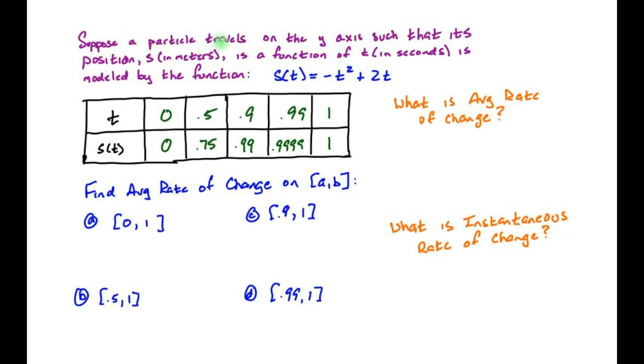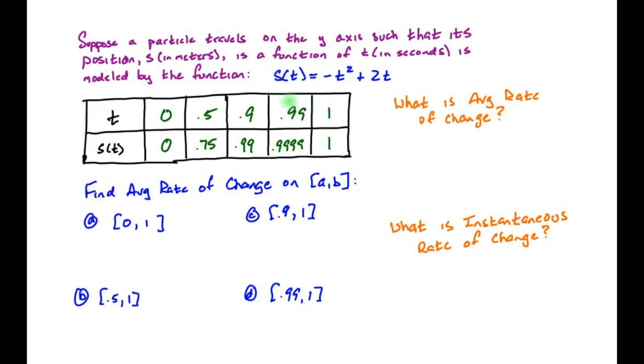Suppose a particle travels on the y-axis, so it's going to go up and down, such that its position, s, in meters, is a function of time in seconds. And we're going to model that function like this. S of t is equal to negative t squared plus 2t, where we plug in a t value for time, and it outputs a height in meters.